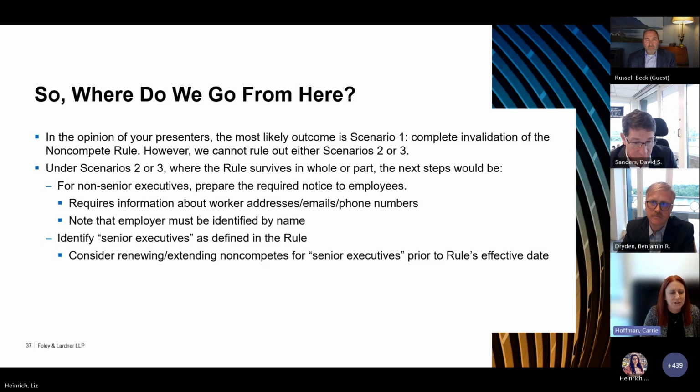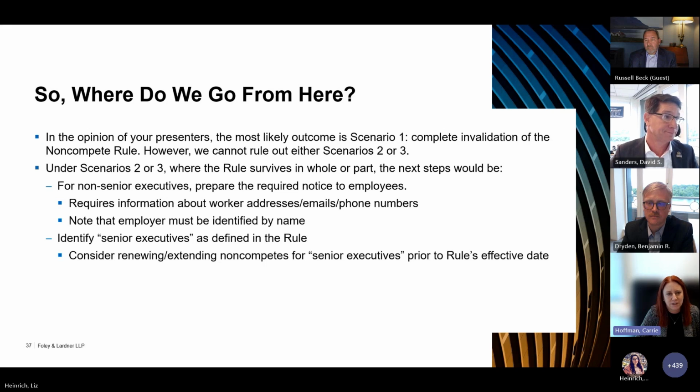If the rule survives in some part, you need to be prepared for what that looks like. Again, we have some time because in theory, we're getting a ruling on July 3rd. So you'll have some time to make these kinds of decisions, but be prepared to start gathering, if some part of the rule survives, who you have that are subject to non-compete so that we can get the required notices out to them. That's not something that can likely be done overnight.